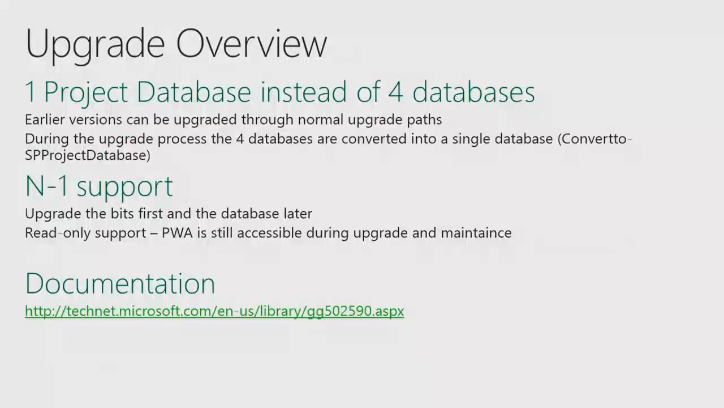This is kind of an upgrade overview. We are now on the project database. If you're still running 2007, then earlier versions can be upgraded. You have to upgrade through 2010, and then we'll convert them into one database using the special PowerShell commandlet. We now support N-1. If you need to deploy a CU, you can do that quickly, and then you don't have to upgrade the database until later. That is in line with what SharePoint had for a while. We added support for that. Read-only, we just saw that.